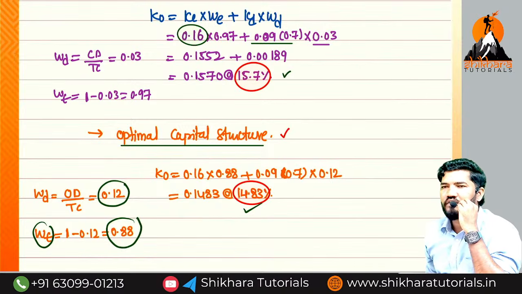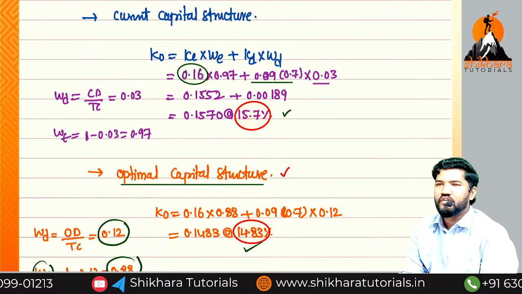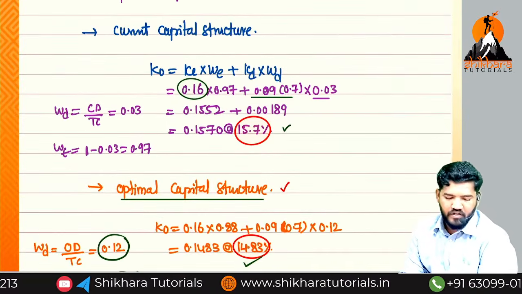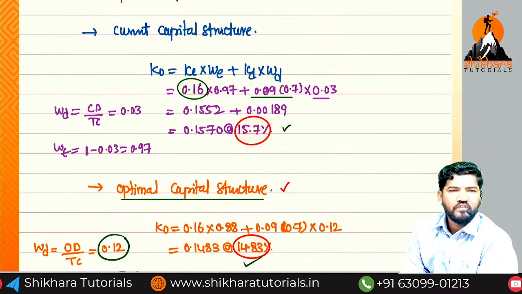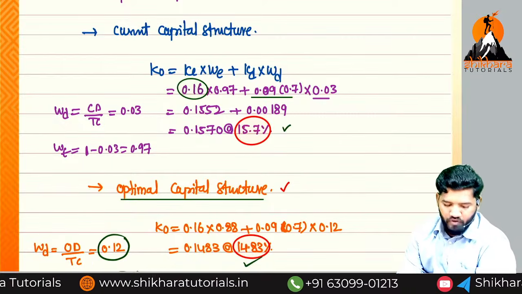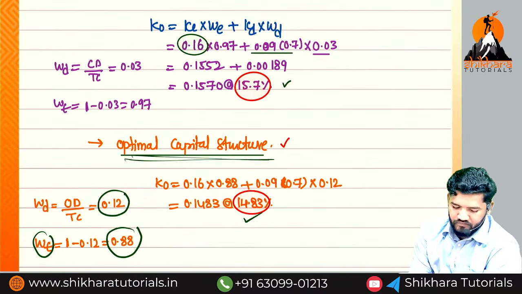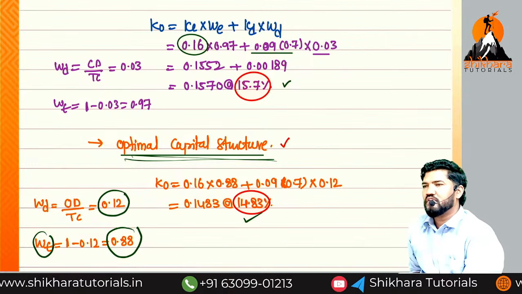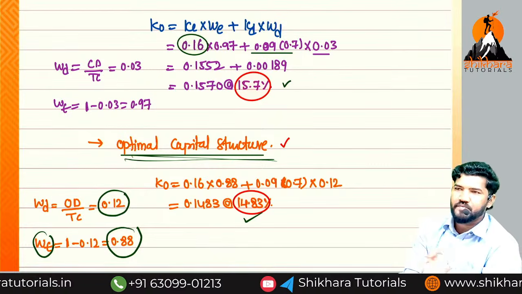Now, they are asking for a comment. Which is the best for the company? Highest KO or lowest KO? Lowest KO. Where do you get the lowest KO? So this is an exam standard problem.